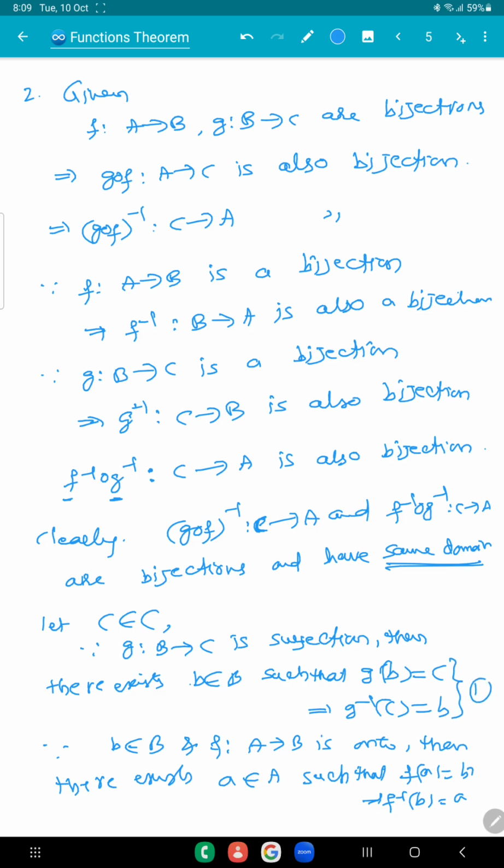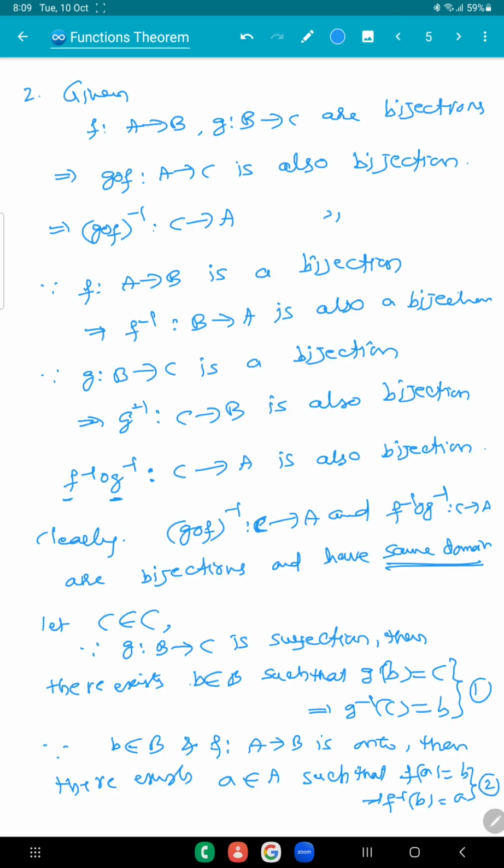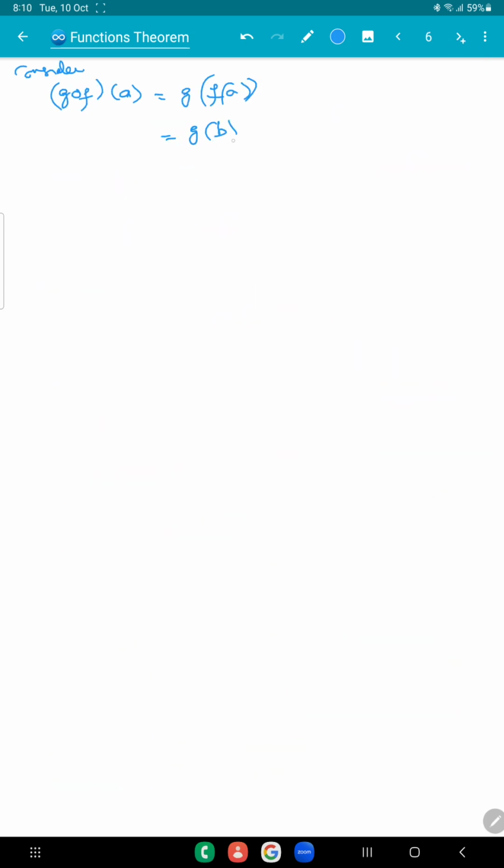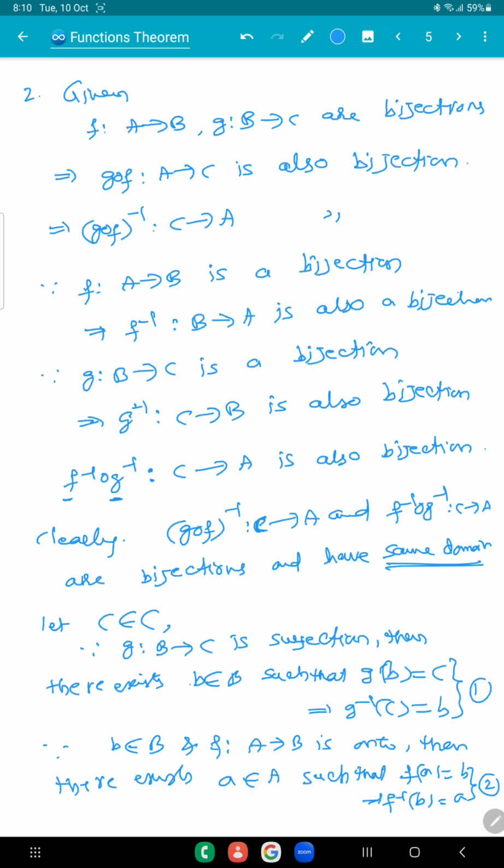Let it be 1 and let it be 2. So we use only these two equations. Now consider (G∘F)(a), which is G of F of a. What is F of a? From 2, F of a is equal to b. What is G of b? From 1, G of b is c.